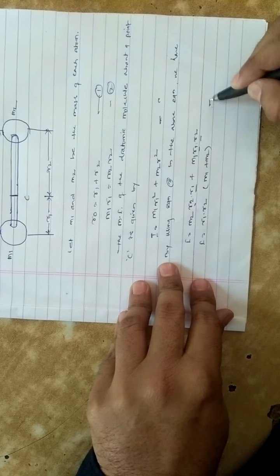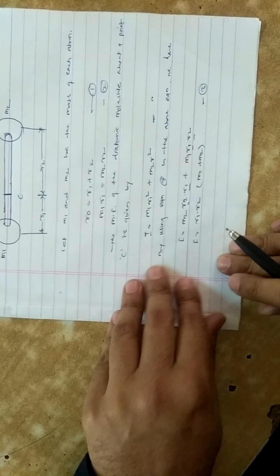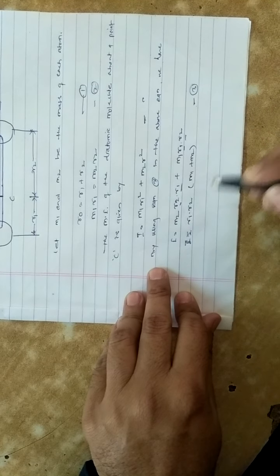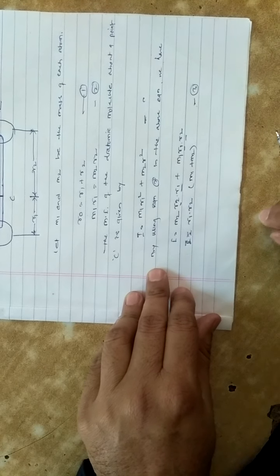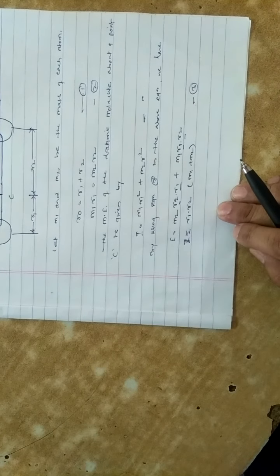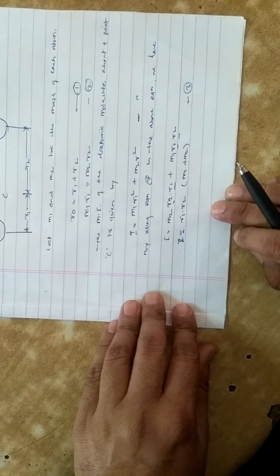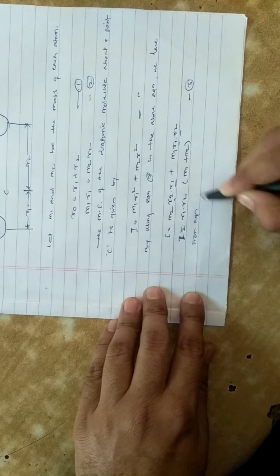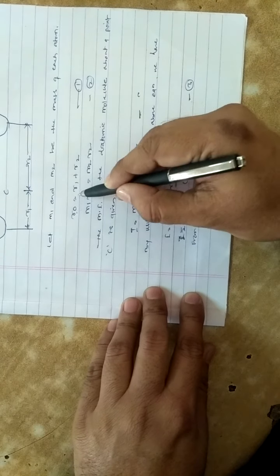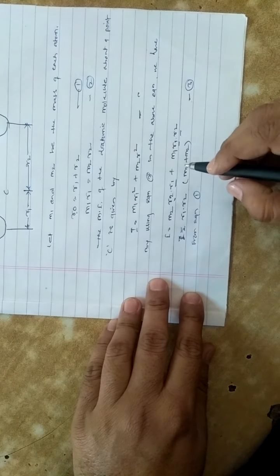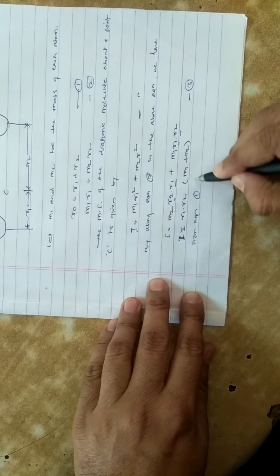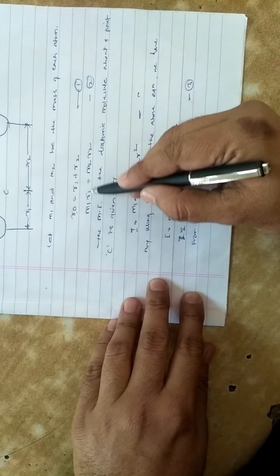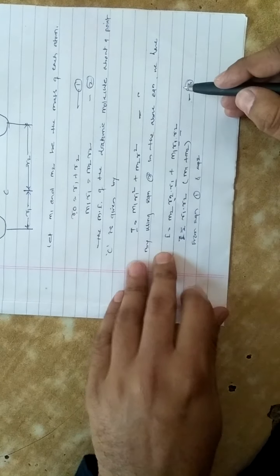This is equation number 3. This is the moment of inertia: I is equal to r1 into r2 into m1 plus m2. From equation 1, r0 is equal to r1 plus r2, and equation 2, m1 into r1 is equal to m2 into r2.